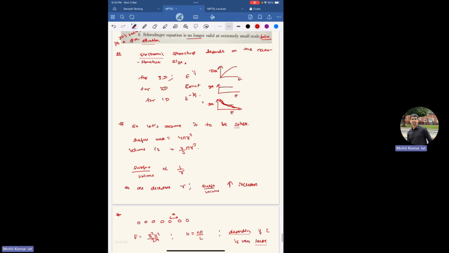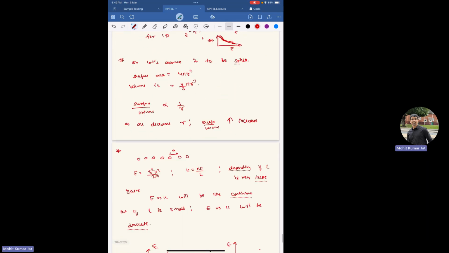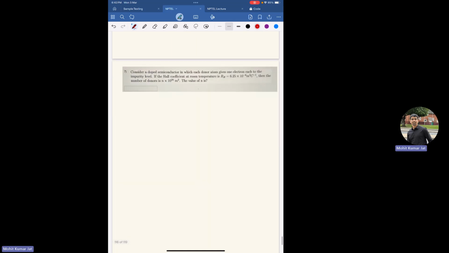So if you have any question or doubt, you can ask me. Else I will move on to the next problem, which is problem number 7, which says: consider a doped semiconductor in which each donor atom gives one electron to the impurity level. If the Hall coefficient at room temperature is RH equals 6.25 into 10 power minus 6 meter cube coulomb inverse, then the number of donors is n times 10 to the power 24 per meter cube. The value of n is... okay, what they are asking is the carrier concentration. Let's just do it.